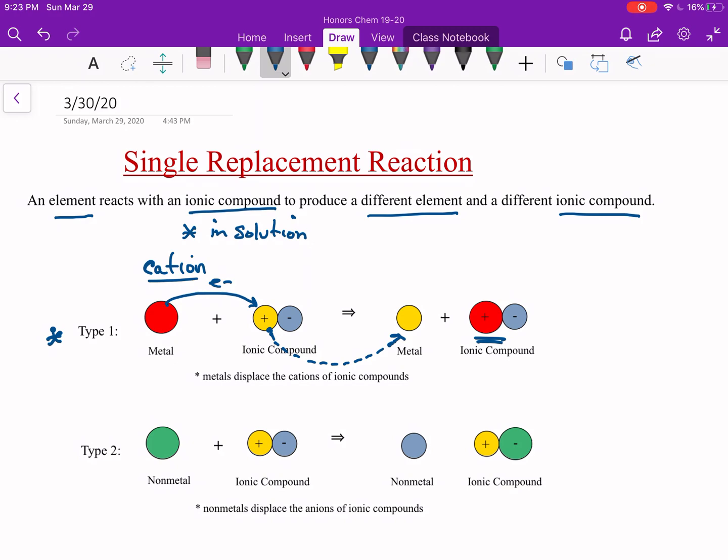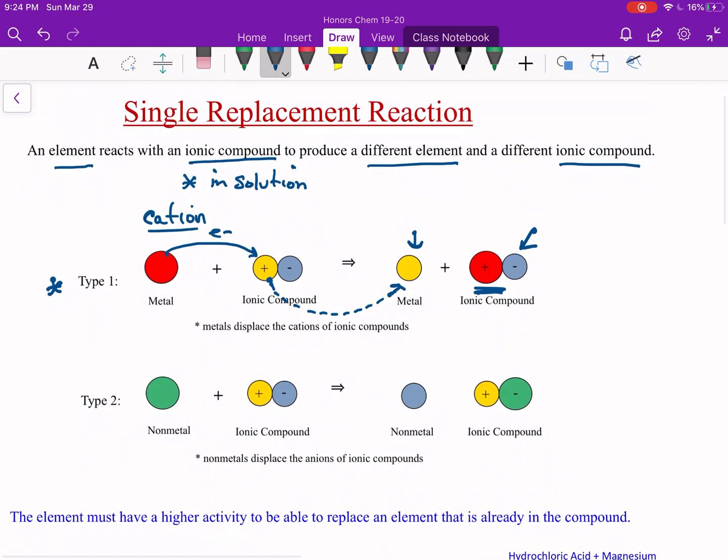And so basically what they can do is force their electrons on another metal and say, here, I don't want them, you take them. And so when that happens, they're forcing that other metal, that least reactive metal, to go back and accept those electrons and become back to a normal elemental state. Then it becomes the cation that joins up with the anion to form the ionic compound.